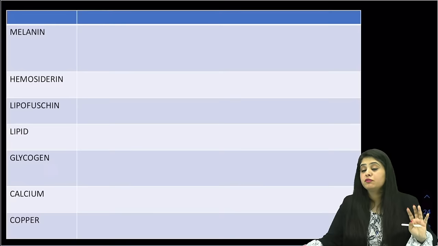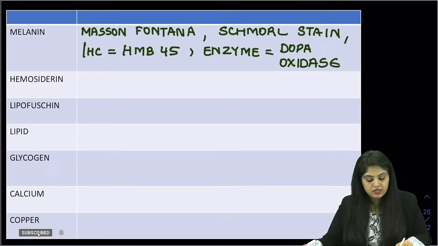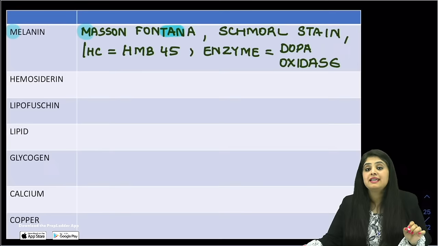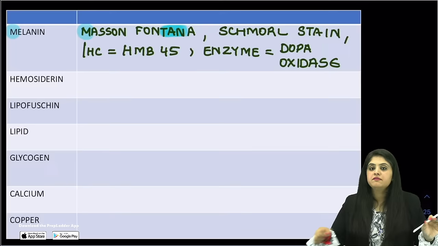And what are those four stains? First and foremost, M for M. When you're talking about melanin, Mason Fontana, remember Mason Fontana, not Mason trichrome. Mason trichrome I'll come later. Mason Fontana is the tanning of the skin stain.